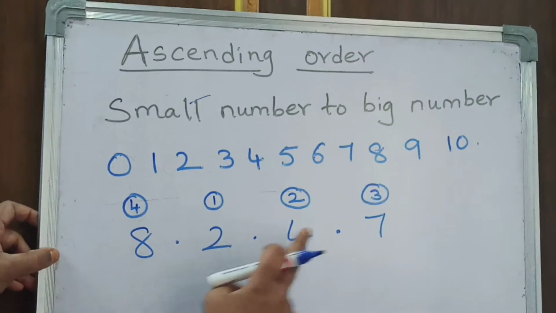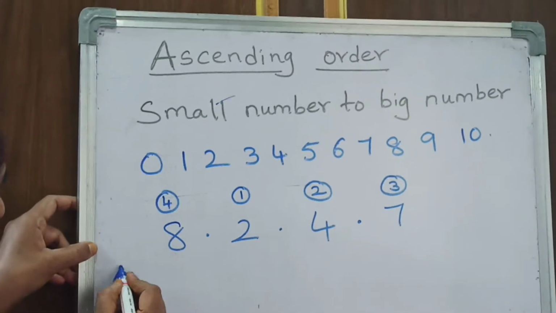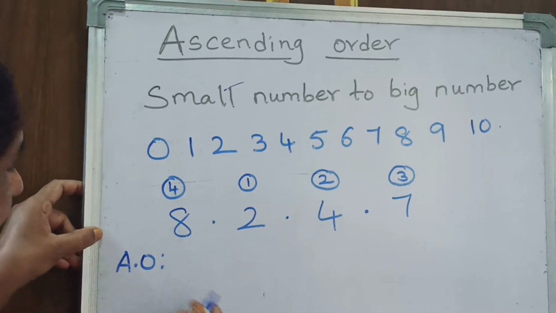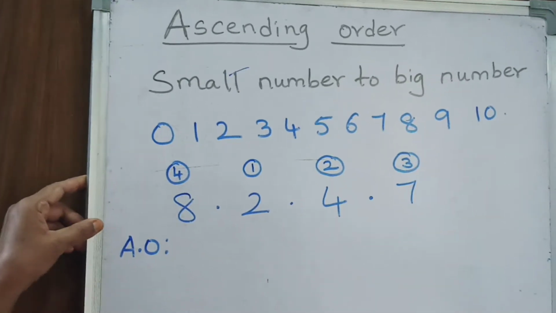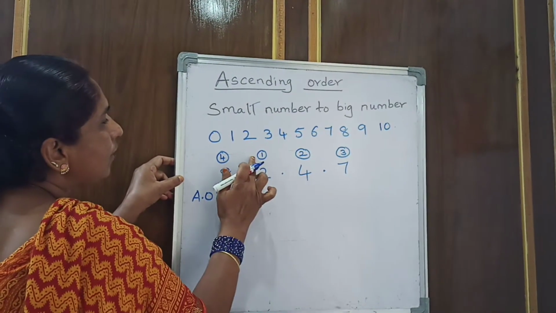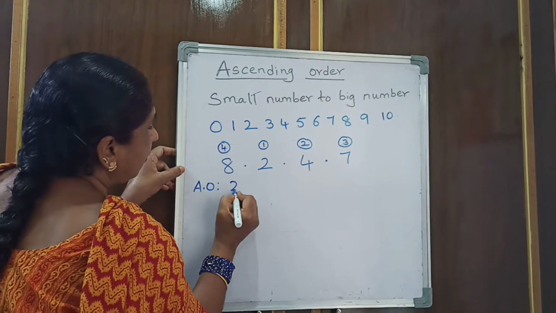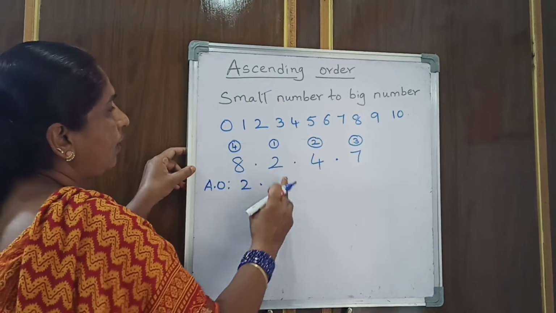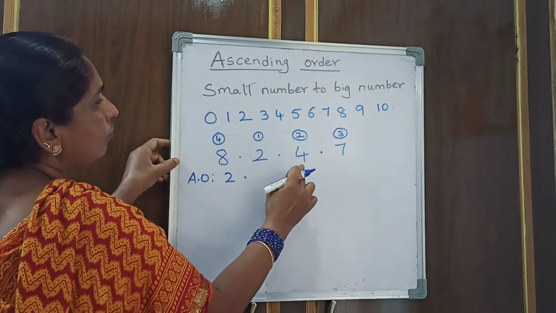After seeing this order, here you write AVO. AVO means ascending order. So what is the first one? 2. Then again keep one dot and leave one box. After 2, what is the second one? 4.